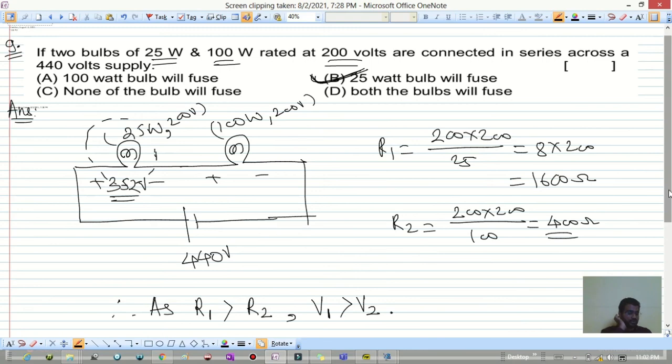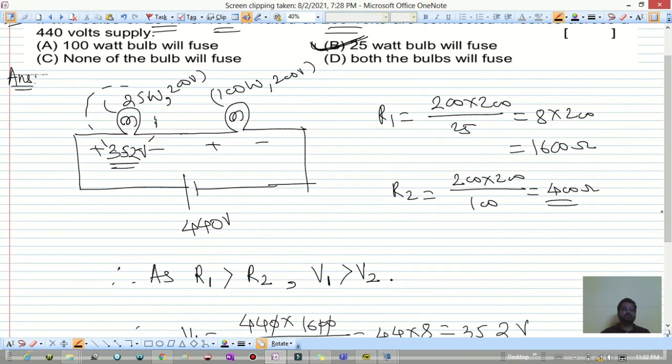I told this: whenever the voltage applied across the bulb is greater than the rated voltage, that bulb will get fused. If it is lesser, the bulb will glow with a lesser brightness. If it is equal, the bulb will glow with the power which is given, that is the rated power. So I hope this is clear.